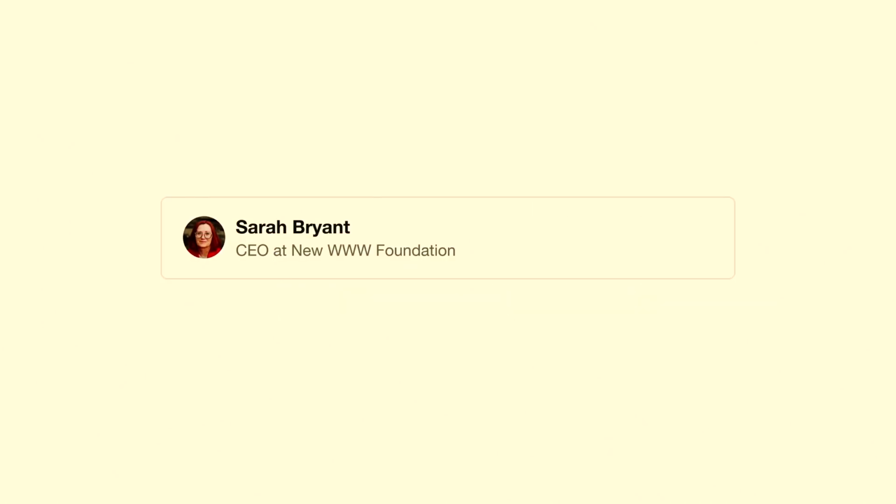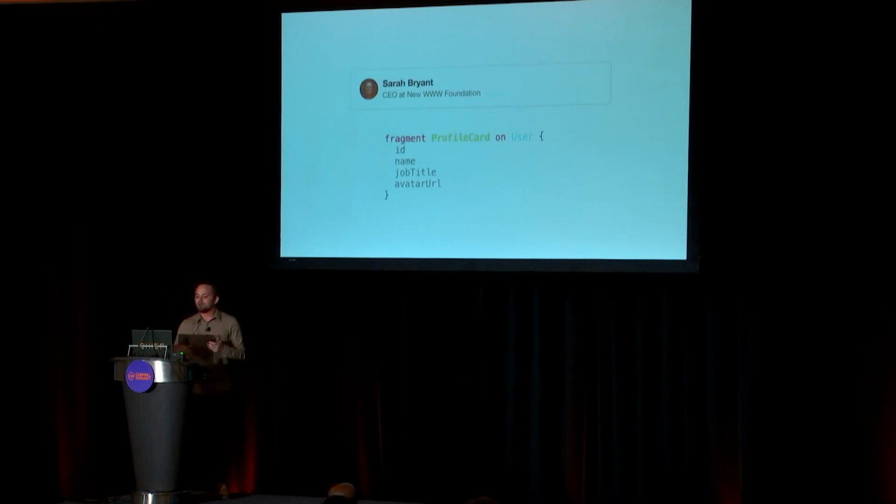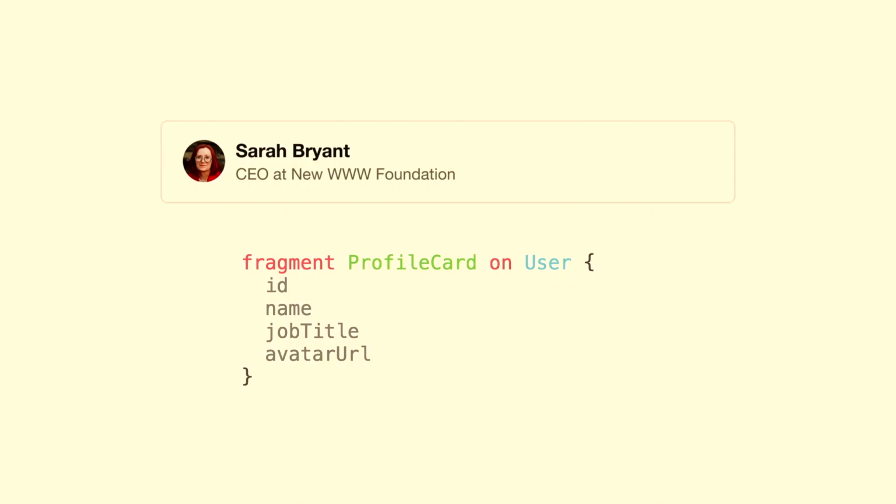So we can take a look at a really trivial example. Here we have a profile card component where we see a name, job title, and an avatar. If we think about the data dependencies of this individual component, we might write a fragment similar to the following. Fragment ProfileCard, that's the component, on User. We need these fields from a user: the name, job title, and avatar URL.